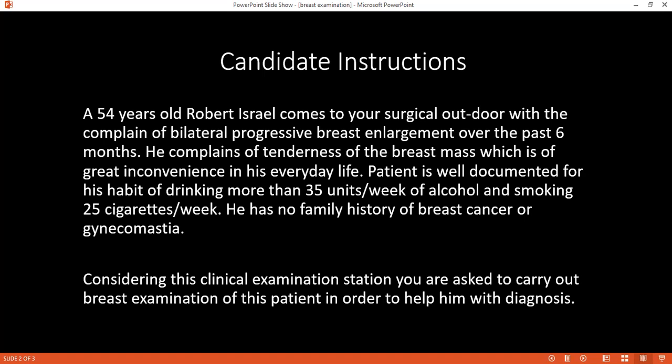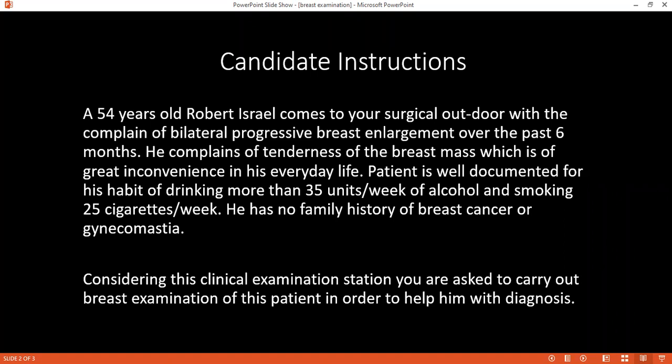So I examined this gentleman who came with breast enlargement. On inspection, there was bilateral enlargement of the breast, with no skin changes and no scars present. There are no abnormal abdominal signs, and on palpation there is no lump felt in the breast or in the axilla. So my main differential is bilateral gynecomastia secondary to liver cirrhosis, probably because the patient is alcoholic.